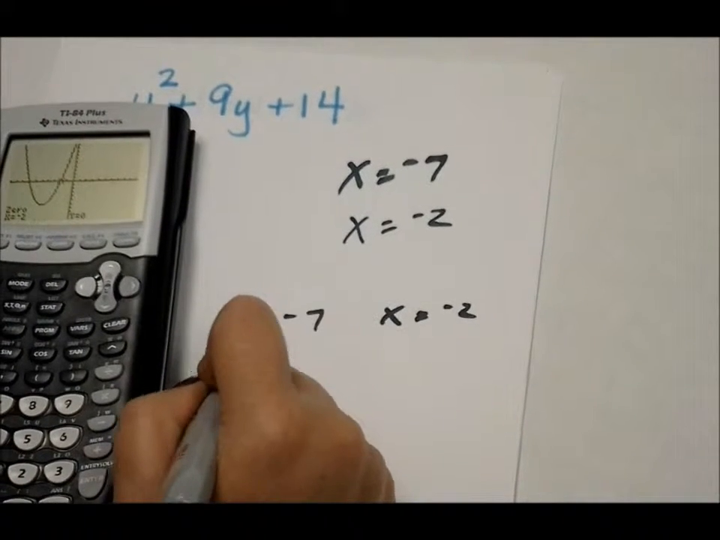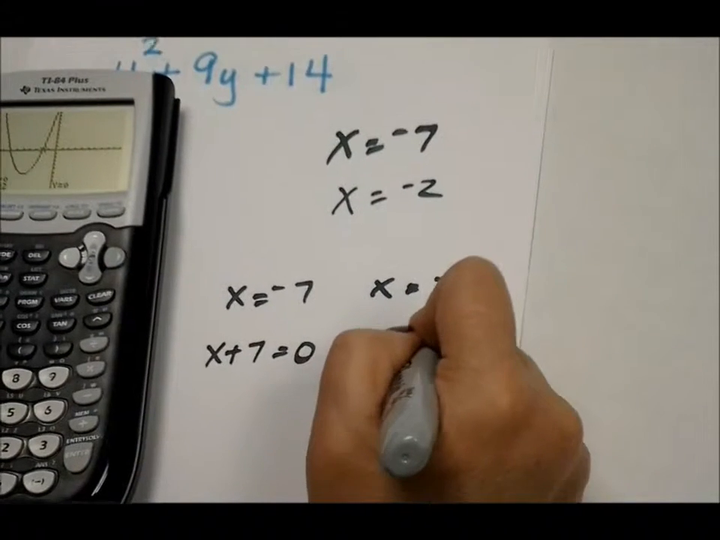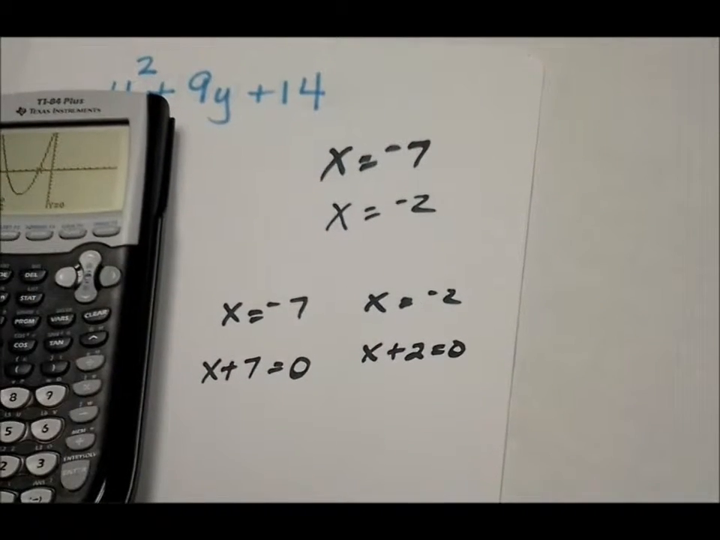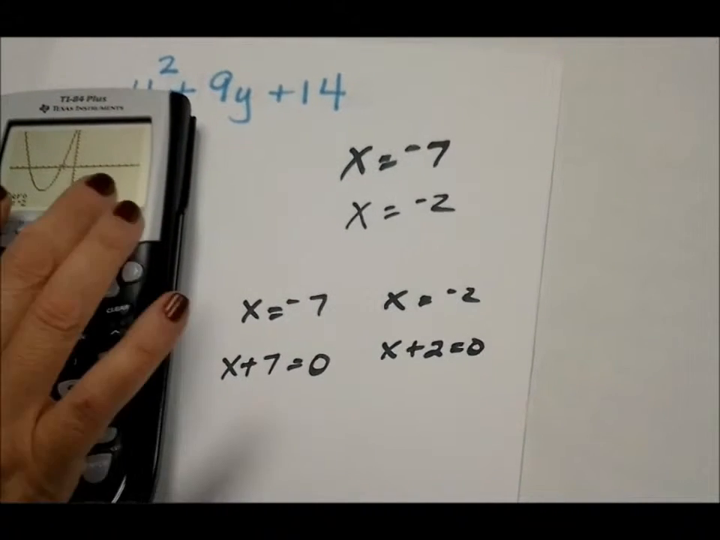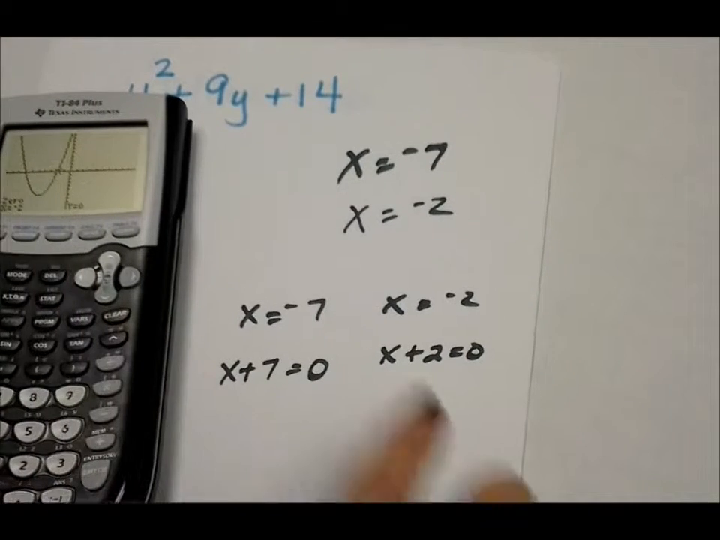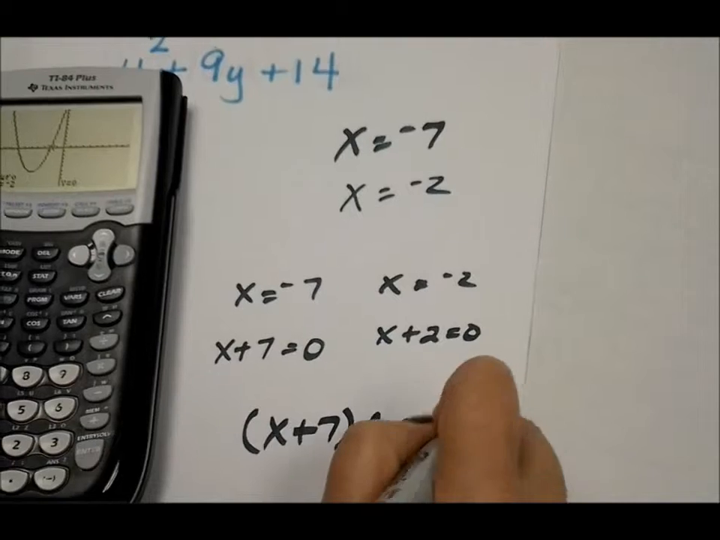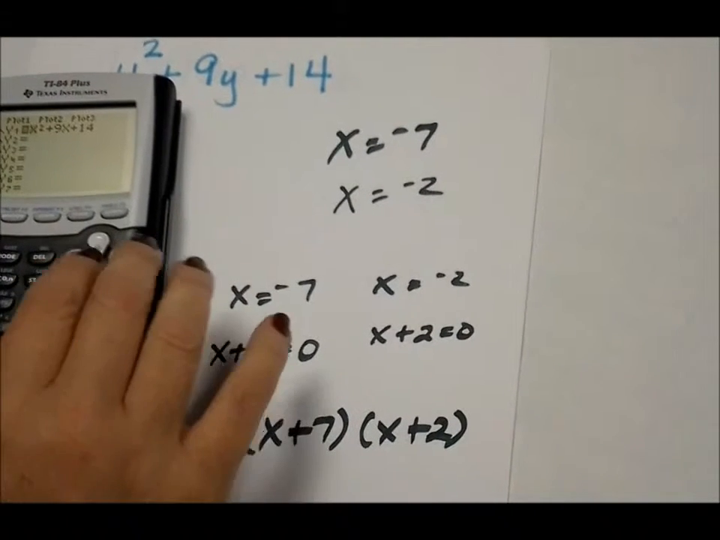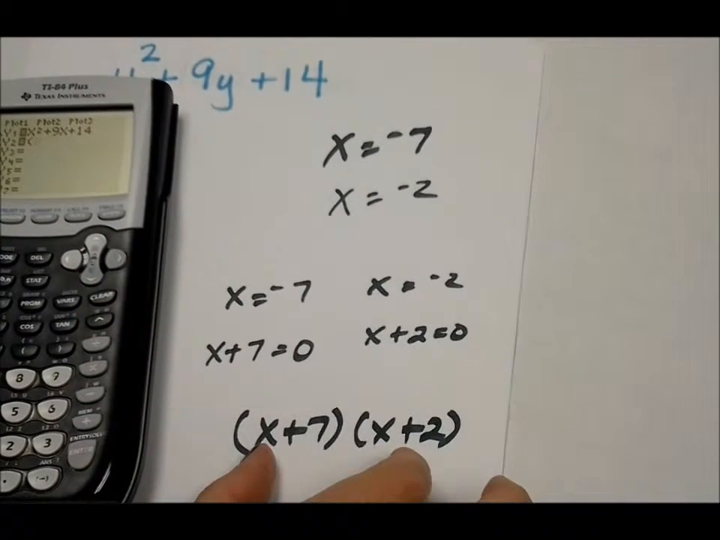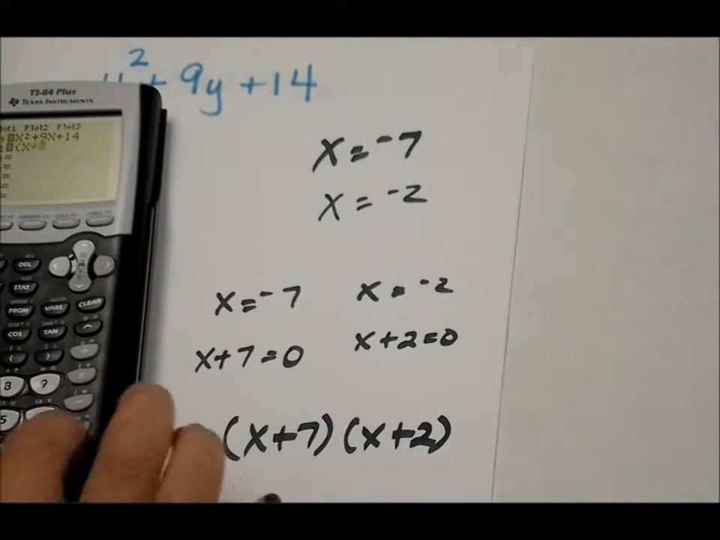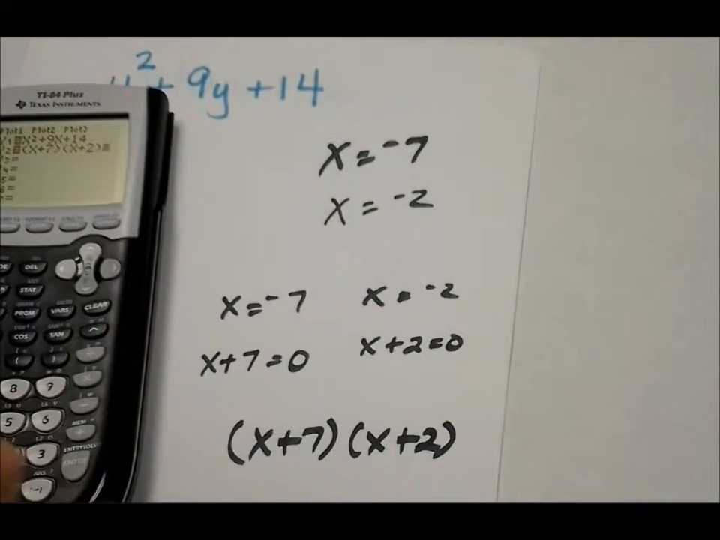I'm going to add 7 to both sides. So I get x plus 7 equals 0. And over here, x plus 2 equals 0. Now looking at my graph, both of these are negative roots because they are on the left side of 0. To show you that it's the same equation, because I could write this as x plus 7, this is the factored form, and x plus 2, I'm going to go back to y equals. In my y sub 2, I'm going to put the factored form in, and this is really important to help the students make the connections that they are the same things.